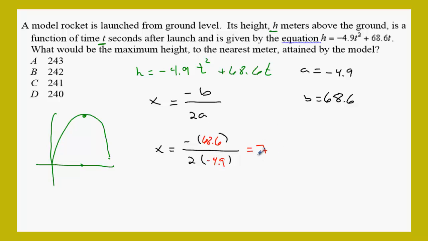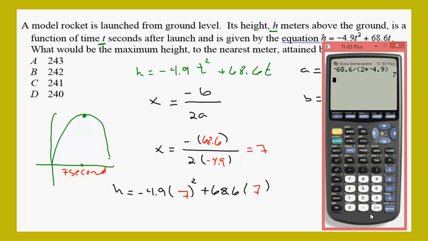Okay, you take this 7, so after 7 seconds, the parabola will reach the maximum. You take this 7 to find the maximum and substitute it in the original function. You have h equals negative 4.9 times t squared plus 68.6 times t, and inside the parentheses you have the value for t, which is 7.